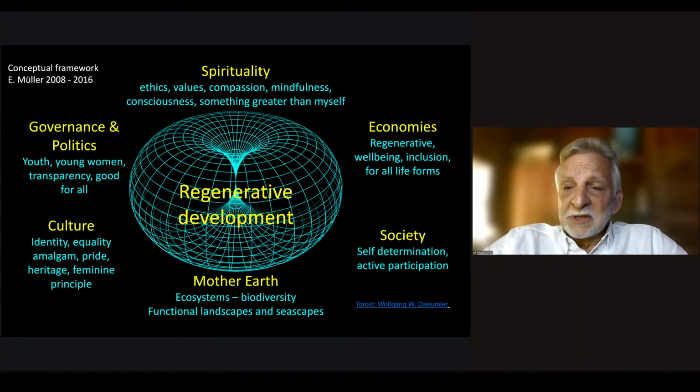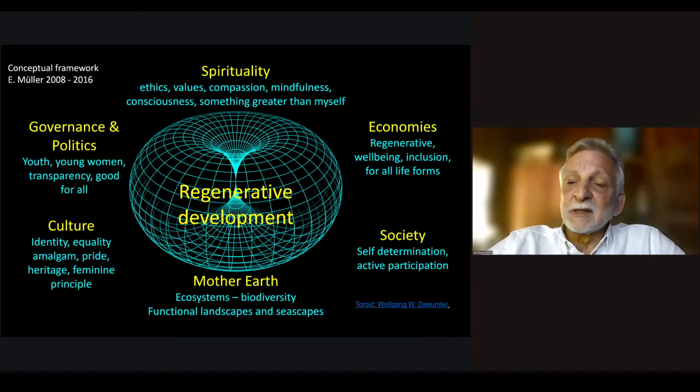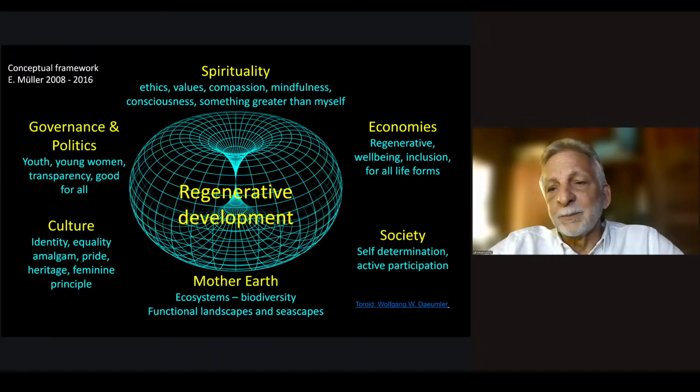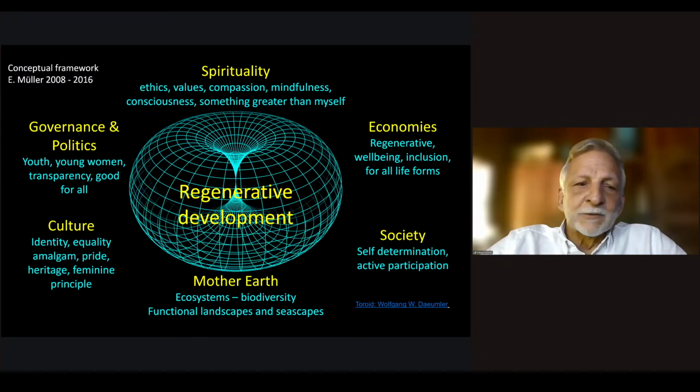Then we need to regenerate the economics. We need to regenerate the society. It has to be active, proactive, has to decide its future. We don't need somebody at the top of a glass office building telling us what to do for our life.